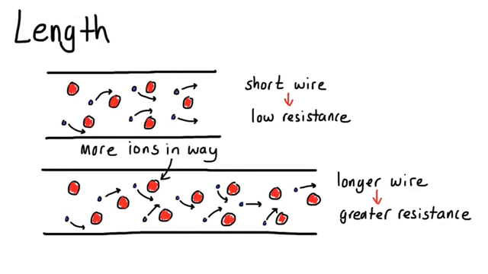Consider it like an obstacle course. It's difficult for those electrons to get through because there's more ions in the way. So the longer the piece of wire, the greater the resistance. The shorter the piece of wire, the lower the resistance.